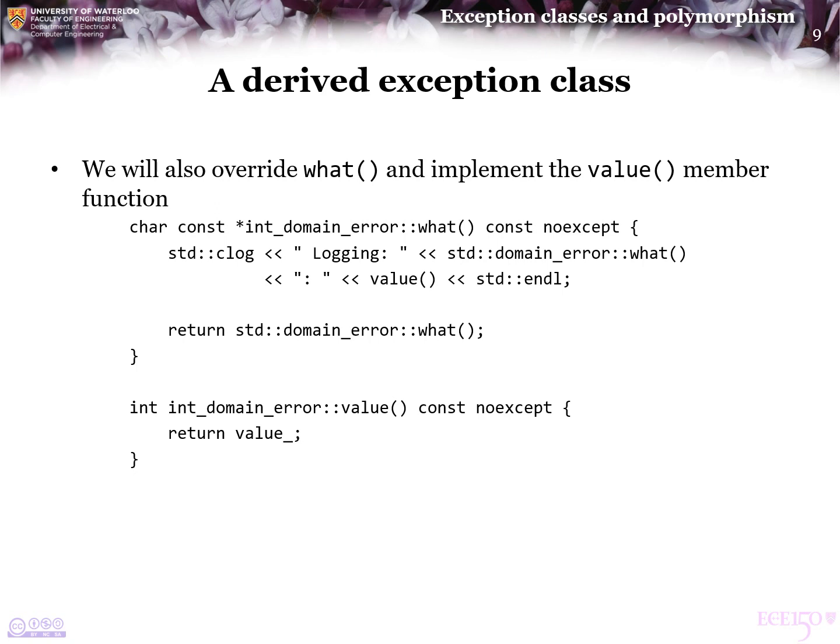Now, when we override the what member function, we will print something to the screen. We will indicate that we are logging information about the fact that we accessed the what member function. We will print whatever the base class implementation of what returns, which is just a string, then include a colon and print out the value that is being returned. So this will be logged and can be read after the program has finished executing.